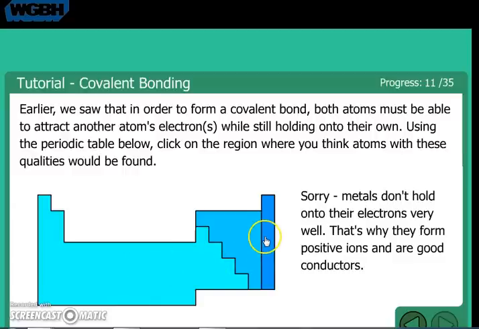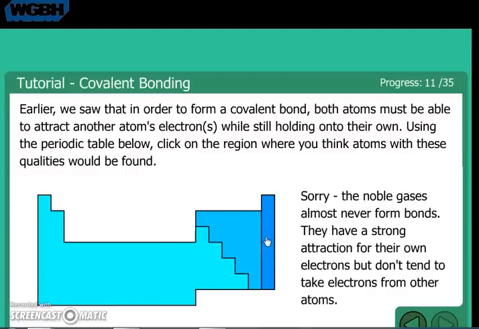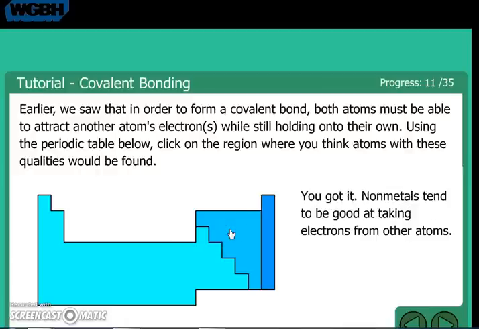Okay, let's click over here, the noble gases. Sorry, the noble gases almost never form bonds. They have a strong attraction for their own electrons, but don't tend to take electrons from other atoms. Now you can answer question number 6. Okay, so let's try the metals. You got it. Non-metals tend to be good at taking electrons from other atoms. Now you can answer question number 7.